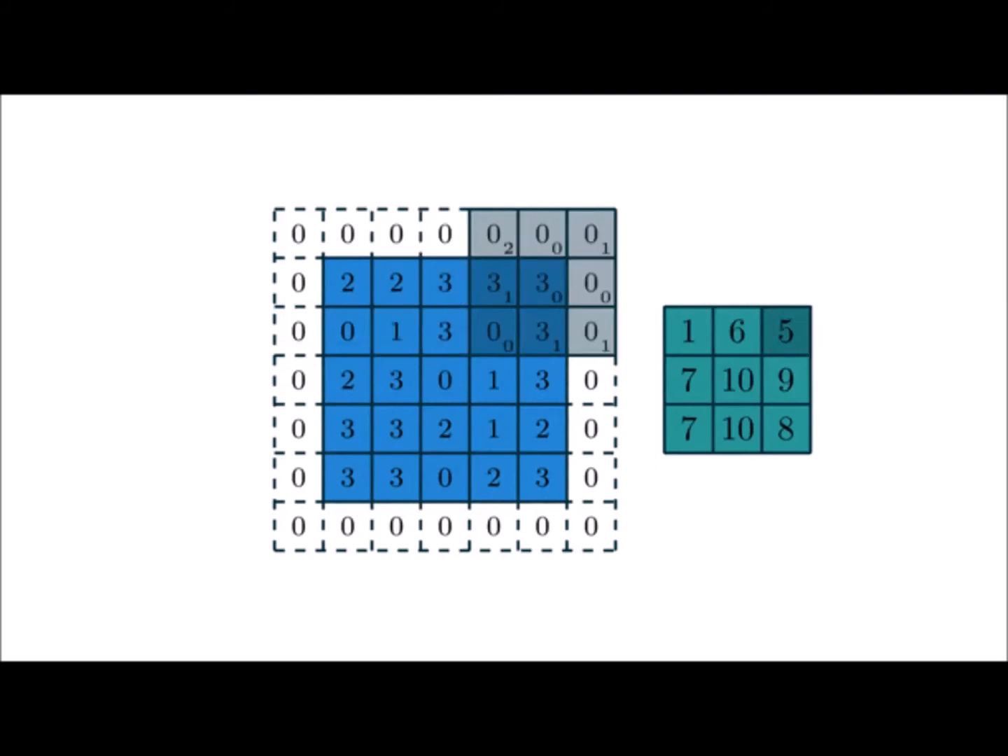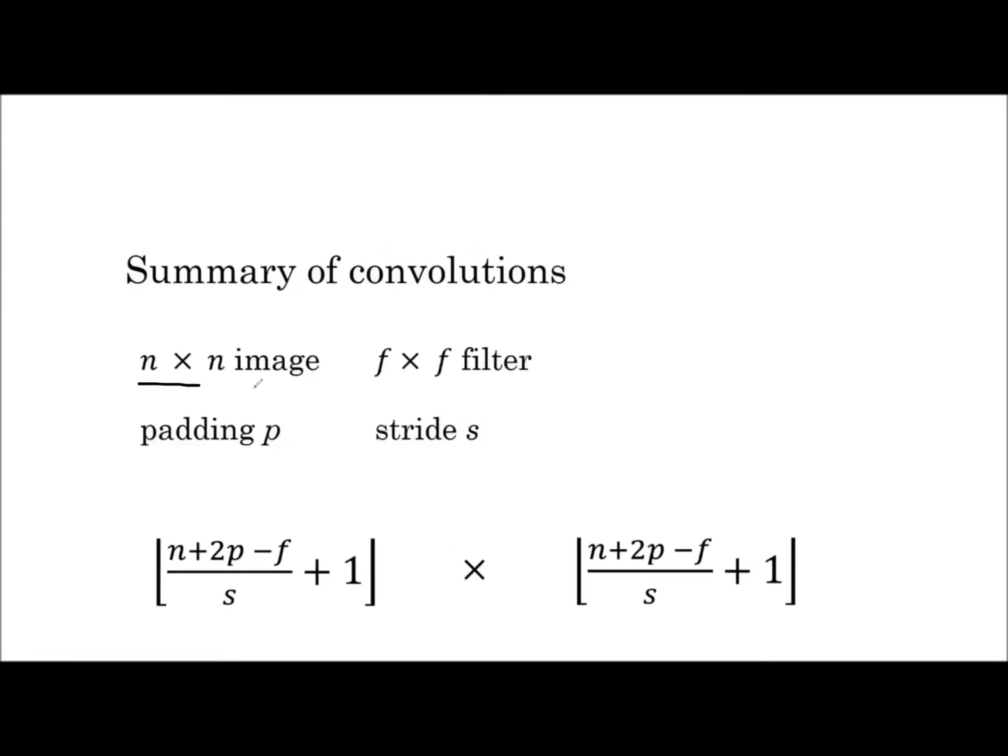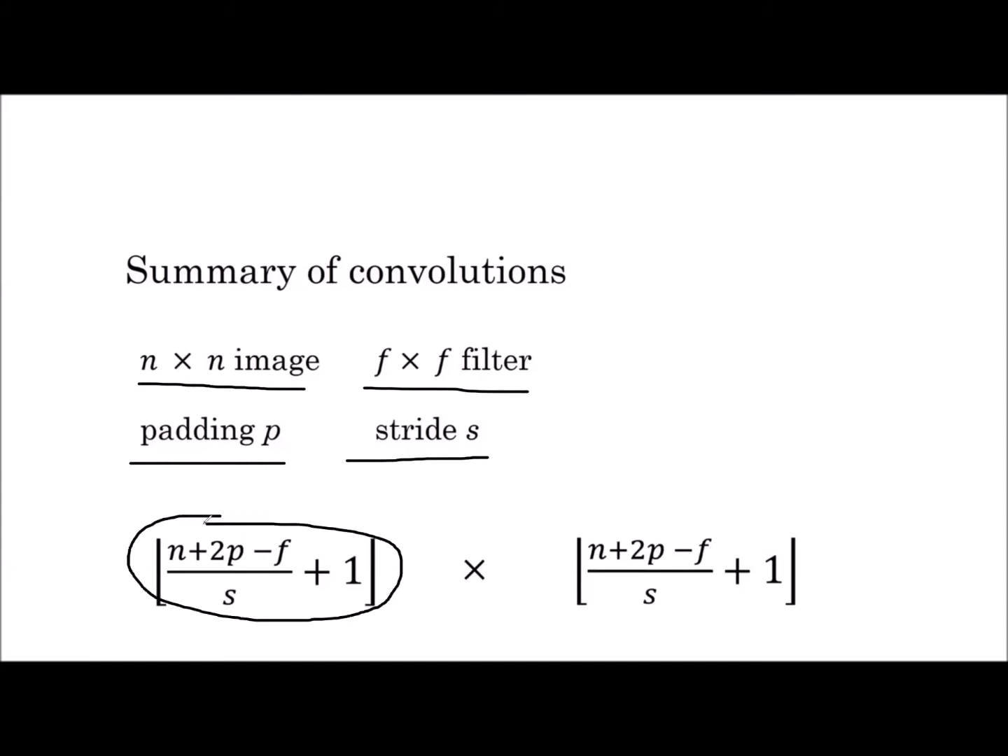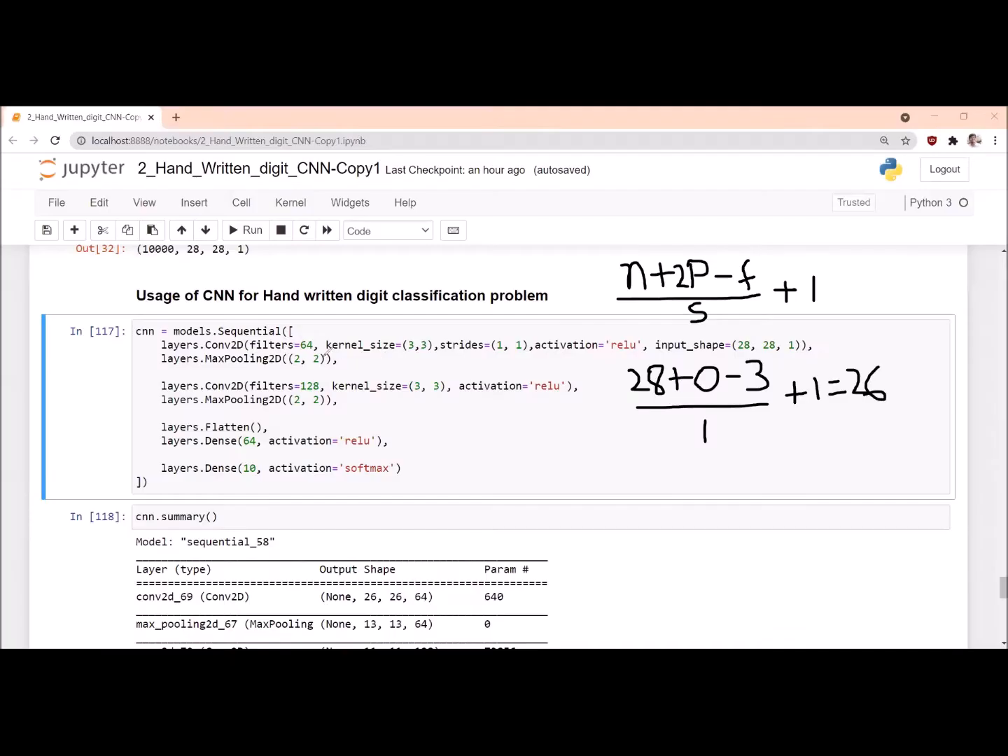Even though we have included the padding, because we have included the strided convolution, the output size is not the same as the input image size. So the summary is: when we have an n by n image and an f by f filter, padding p and stride s, then the feature map size is (n + 2p − f) / s + 1 by (n + 2p − f) / s + 1.